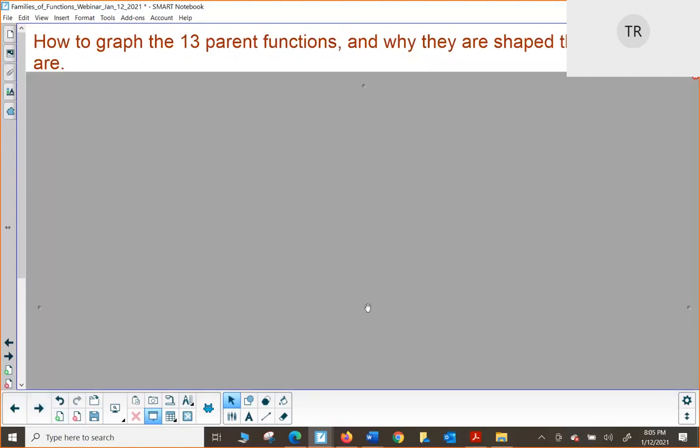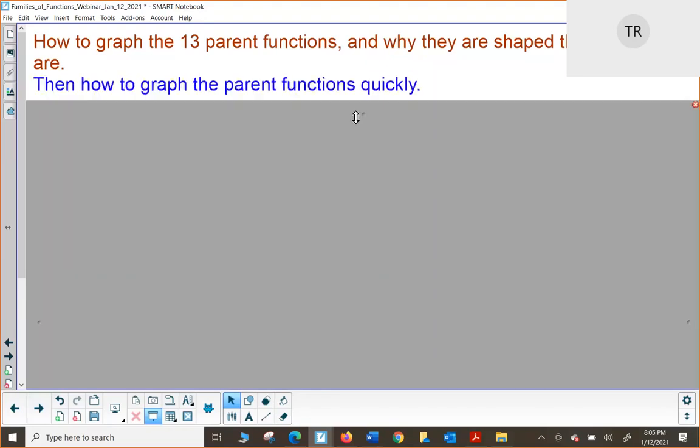So we show, first of all, there are 13 parent functions, and we show how to graph them and why they are shaped the way they are. These are as if you taught them for the very first time. Those are called the parent videos. And then we show how to graph those parent functions quickly, and those are called the quick videos. So capital P will stand for parent, Q for quick ones.